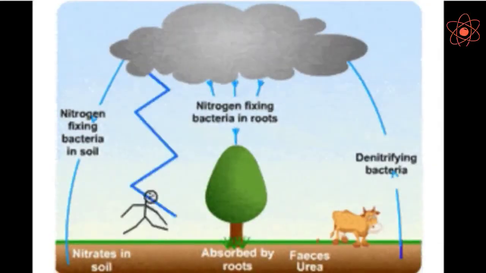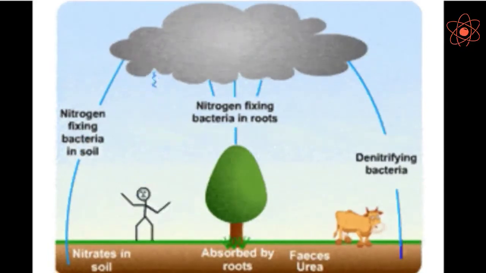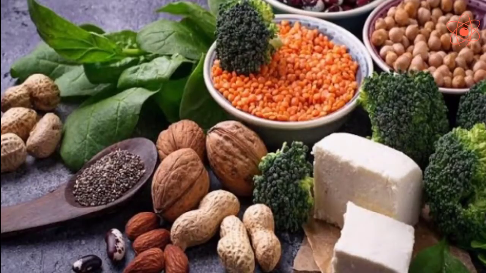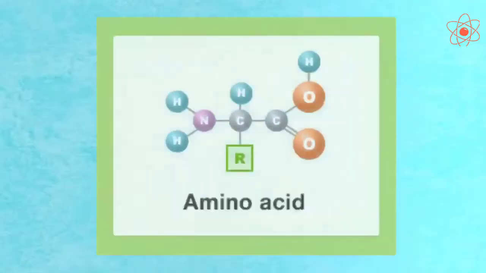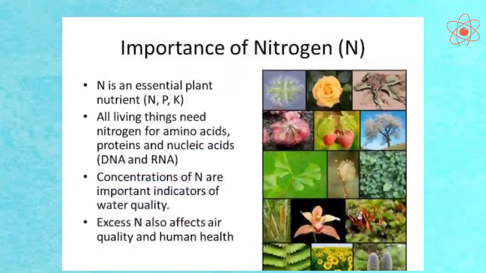Nitrogen is used by life forms to carry out many of the functions of life. For example, it is needed for the formation of proteins, amino acids, and nucleic acids. It is very important to plant life.